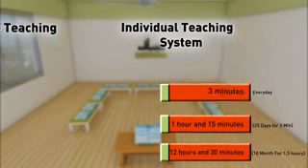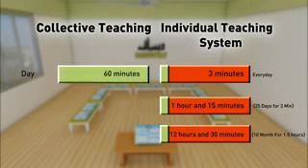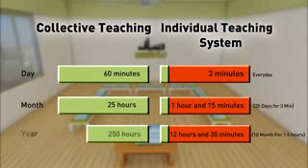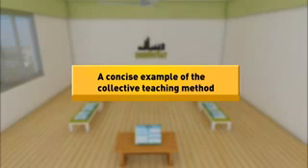On the other hand, in the collective teaching method, each child is involved in studying the entire 60 minutes every day under the teacher's attention. This means each child gets productive study time under the teacher's attention for 25 hours a month and 250 hours a year. A concise example of the collective teaching method is as follows.